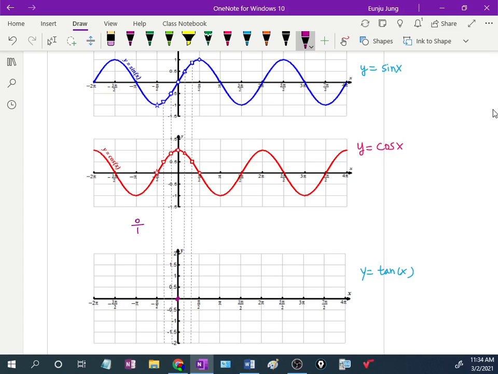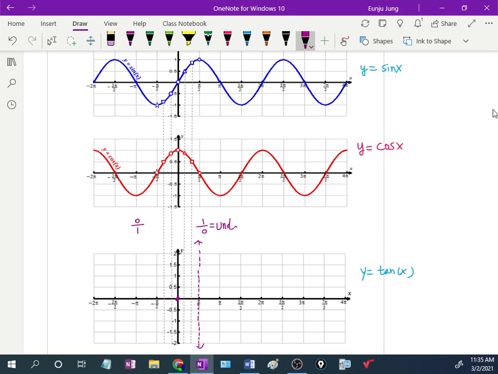Next one. At pi over 2, what is the sine value? 1. And at pi over 2, what is the cosine value? 0. So let's do the division. 1 divided by 0. What is it? Undefined. How do I plot the points? There is no way you can plot a point at pi over 2. So graphically, we have a vertical asymptote.